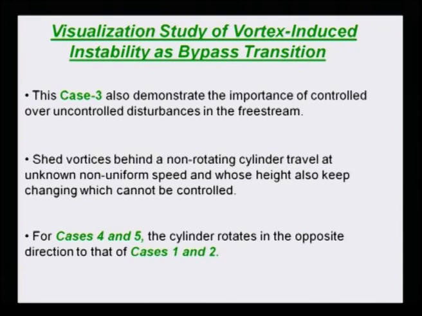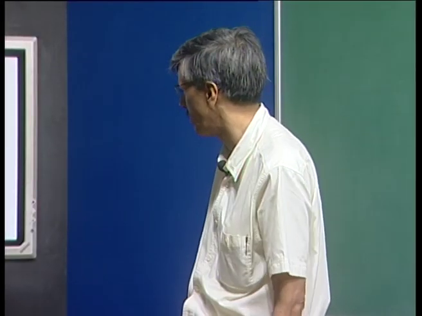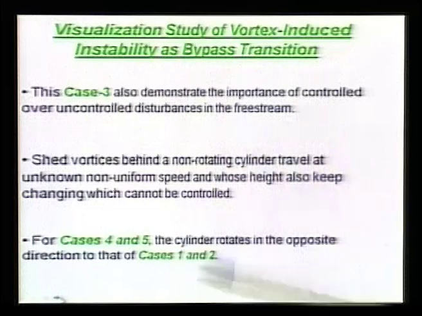And of course, case 3 demonstrates the importance of control over uncontrolled disturbance in the free stream. The shed vortices behind a non-rotating cylinder travel at an unknown non-uniform speed. It did not necessarily go at a constant speed, and its height can also keep changing. So all of this is a really uncontrolled case. In contrast, the other experiments that we did are the really controlled cases. This is the reason that we did that.